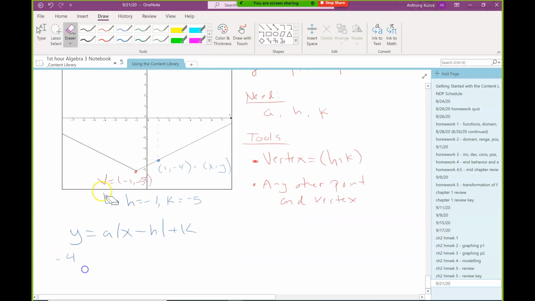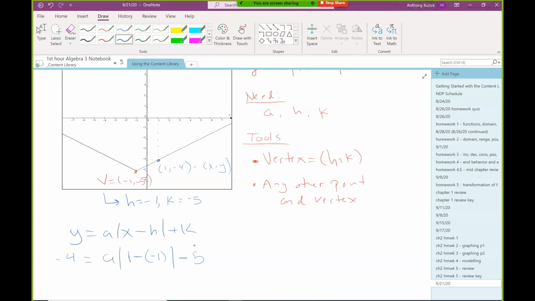So y, I'm going to plug in the -4. A is what we're searching for. 1, I'm going to plug in for x. -1, I'm going to plug in for h. And -5, I'm going to plug in for k. Is everybody good with what I did there?